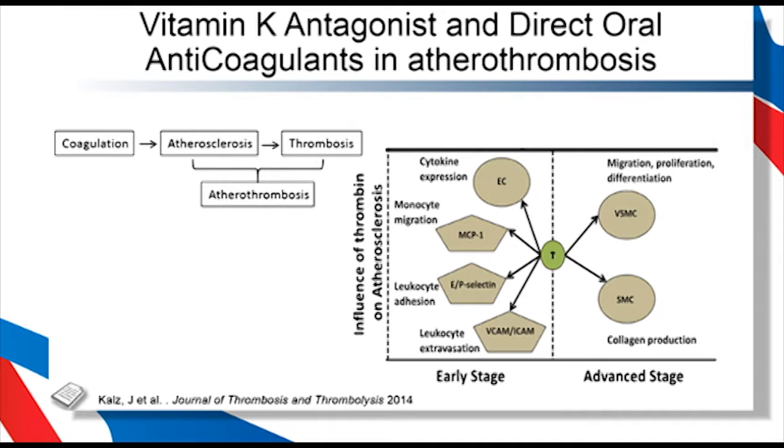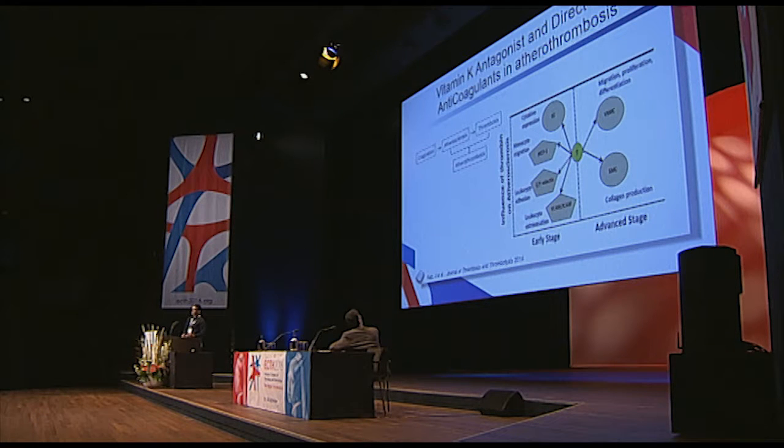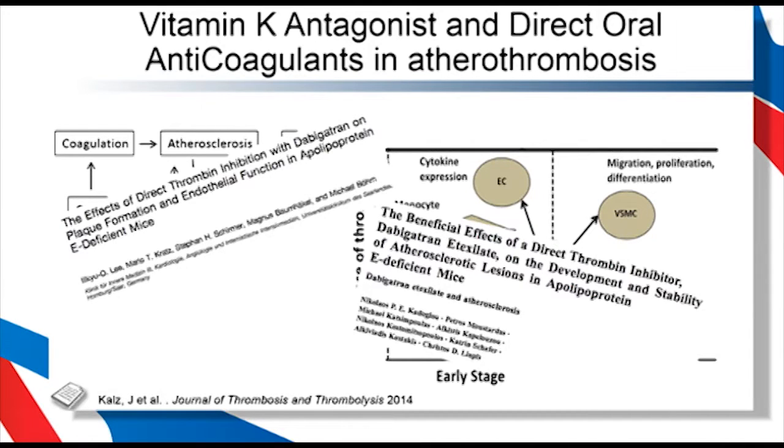And then, of course, we can ask our question. If we give oral anticoagulation medicine, what is then the effect on atherosclerosis? We can think if we give oral anticoagulation, it affects the coagulation, and thereby we have an indirect effect on atherosclerosis. But perhaps there is also a direct effect of oral anticoagulation on atherosclerosis. And now we know from the first studies with dabigatran etexilate, the direct thrombin inhibitor, that there indeed seems to be a beneficial effect on atherosclerosis.